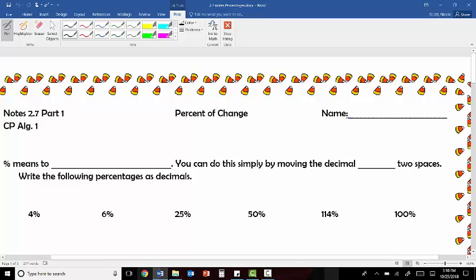Today's lesson is going to talk about percents. If you don't remember, the percentage symbol means basically over or out of 100. So whenever you see a percent, you put that number over 100. That's what it means. Percent is how much out of 100. You can convert this to a decimal instead of a fraction just by moving the decimal left 2 spaces.